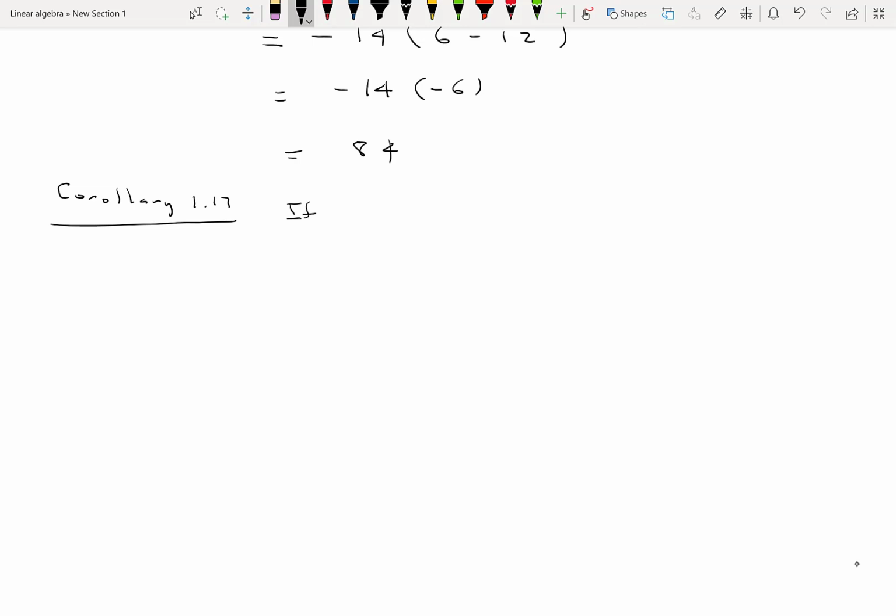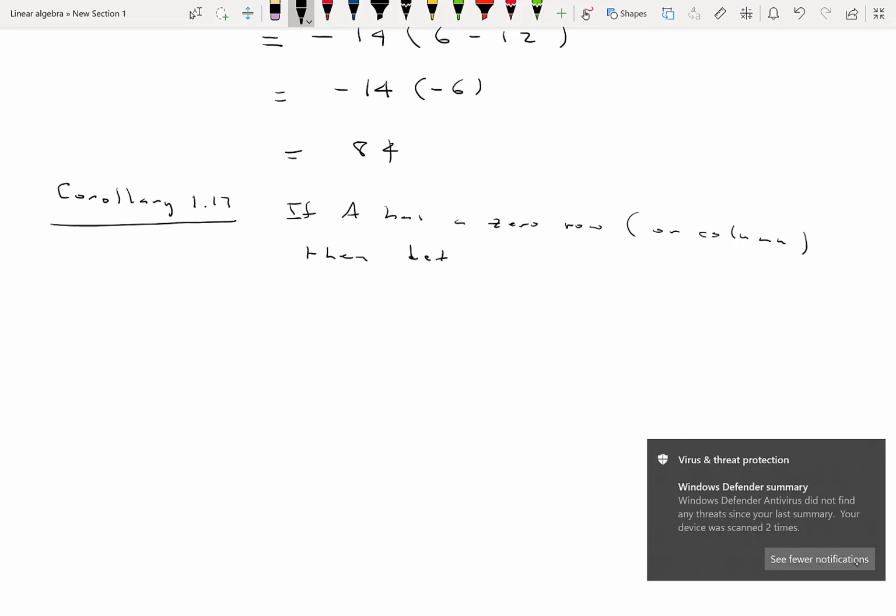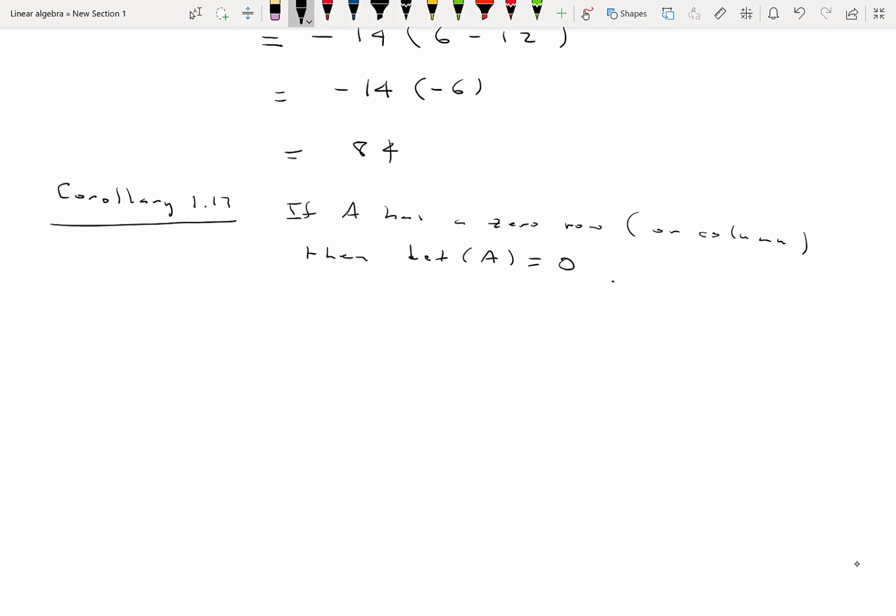So if A has a 0 row or column, or both, I guess, then the determinant of A is 0. The proof is immediate. Simply expand about the 0 row or column and you get the result.